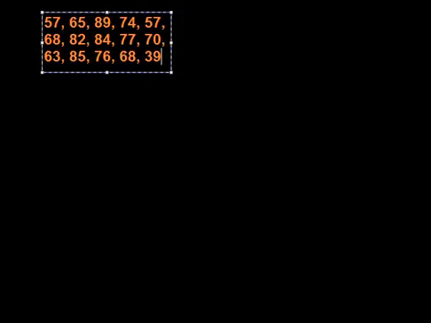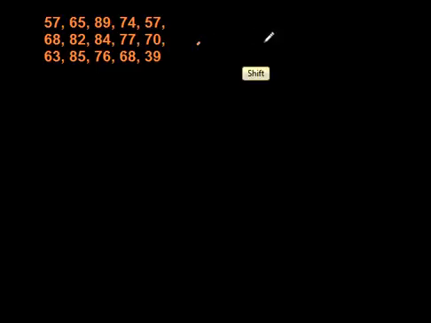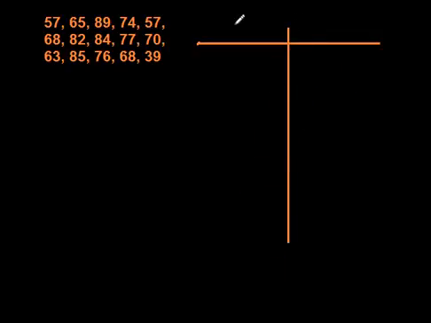Okay. So this is just another list of numbers. It's a mess. And what we're going to do from here is create a stem and leaf plot from it. So again, the first thing you want to do is create your columns. So you got stems and leaves.